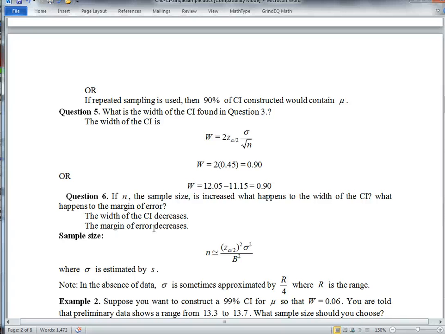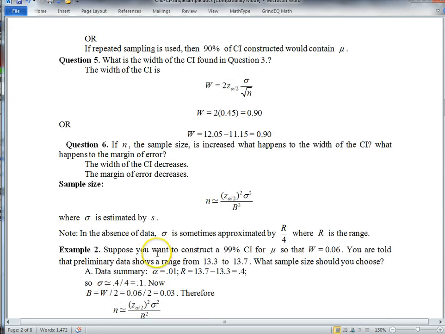Now if I tell you I want my margin of error not to exceed a certain value, can you tell me what sample size you need? That's the formula, n approximately equals z alpha over 2 squared sigma squared over B squared. So you tell me what margin of error you want, B, same as E, and I can tell you what sample size you need. But to know sigma, you need to have some data, and sometimes you have it, sometimes you don't. But if you remember from chapter 2, sigma can be approximated by the range over 4.